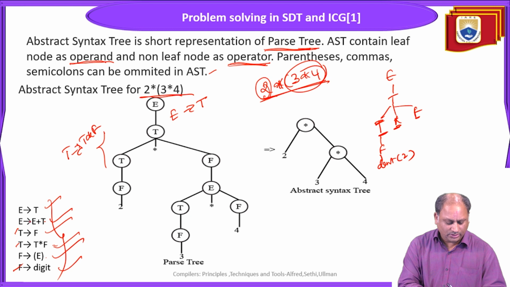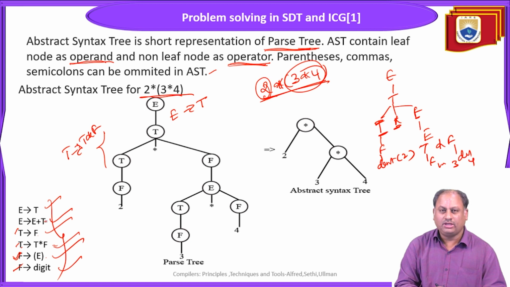F derives E, so E may contain T star F once again. E derives T, and T derives T star F. Now T once again is F, and F derives digit. F also derives a digit, so 3 and 4. As per the grammar which we have considered, based on this we are going to get the parse tree.